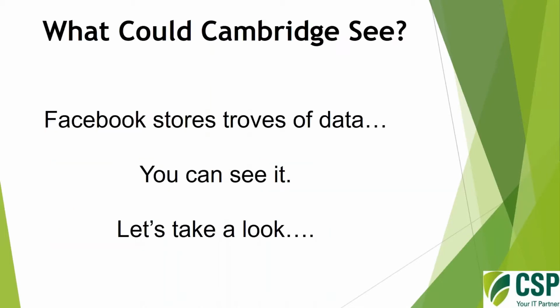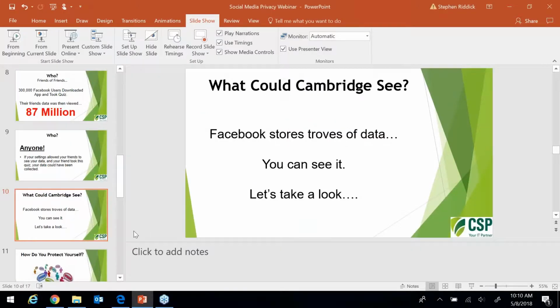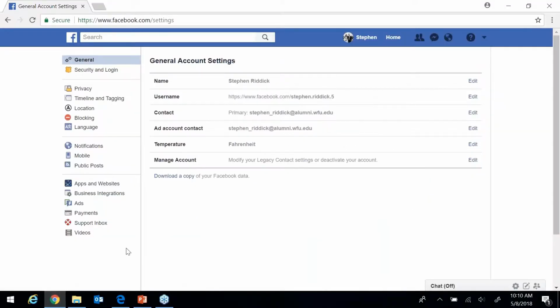Lastly, this was really eye-opening to me, and it's what could Cambridge see? And Facebook, for better or worse, they're an information company, but they store troves of data, and to them, that data is so critical. That's how they market to you. That's how they sell advertising rights. That's how they candidly make their money. So they do store a lot of data, and the interesting thing is you can see it. And so that's one place where I would like to start by taking a look at just the type of data that Facebook has. So I'm going to briefly just jump over to a demo, and this is my real-time, my live Facebook account.